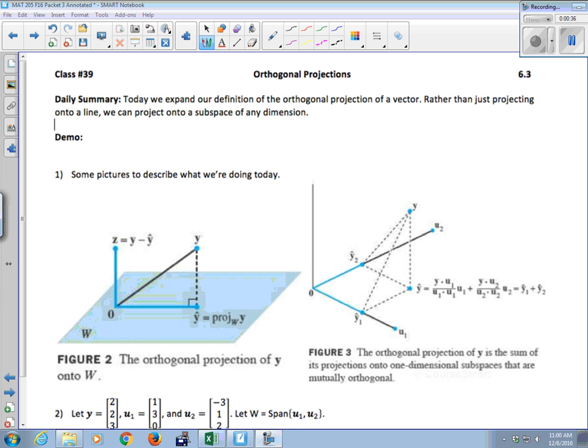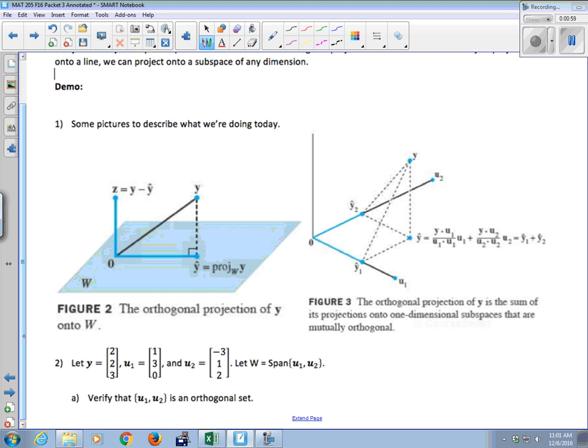Okay, so 6.3 is just expanding our definition of the orthogonal projection of a vector. Rather than just projecting onto a line, you can project onto a subspace of any dimension. So here are some pictures of what we're doing. These aren't in your packet, but they're in your book, and they're in Caitlin's notes on the reading in Moodle. So rather than just dropping a perpendicular from a point to a line, you can drop a perpendicular from a point to a plane and find the orthogonal projection onto that plane. This can be done in more dimensions than we can visualize, but this is basically what you're doing.